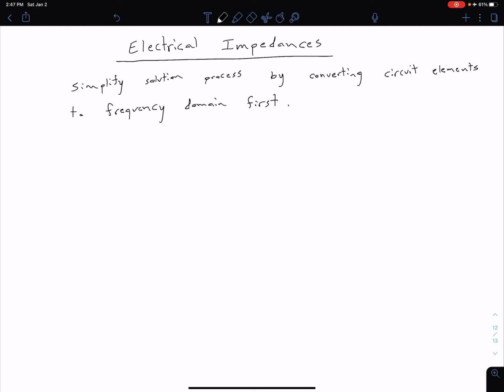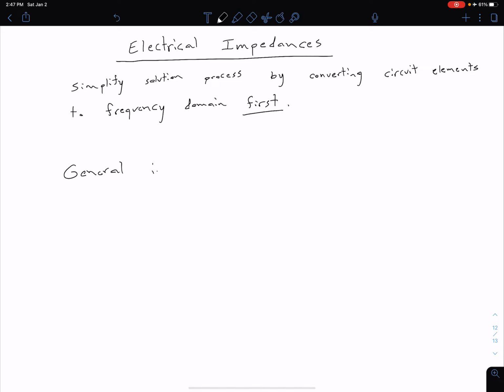Let's see how we can simplify the process that we saw in the previous video by using the idea of electrical impedances. As I mentioned at the end of the previous video, we're going to convert the individual circuit elements to the frequency domain first, before we write any equations or do any analysis. In the next video we'll see that using these impedances, we can greatly simplify the process.